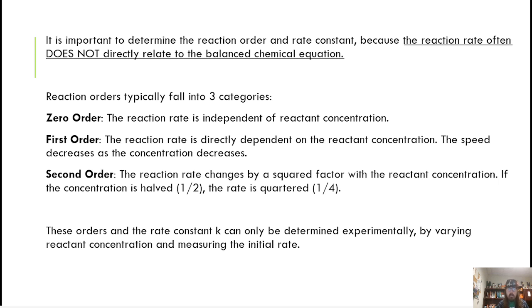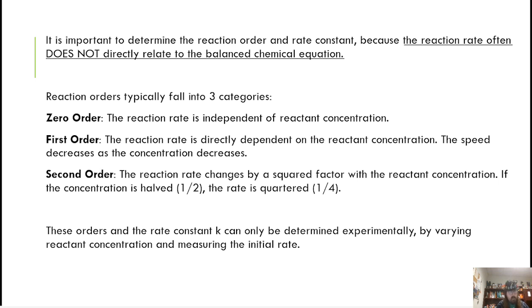A zero order, so having an integer value of 0, means the reaction rate is completely independent of this reactant concentration. It is needed for the reaction to go, but the concentration does not affect how fast it goes. A low concentration goes just as fast as a really high concentration. There's a first order mechanism, where there is a direct relationship between concentration and speed. You increase the concentration, the rate increases proportionally.